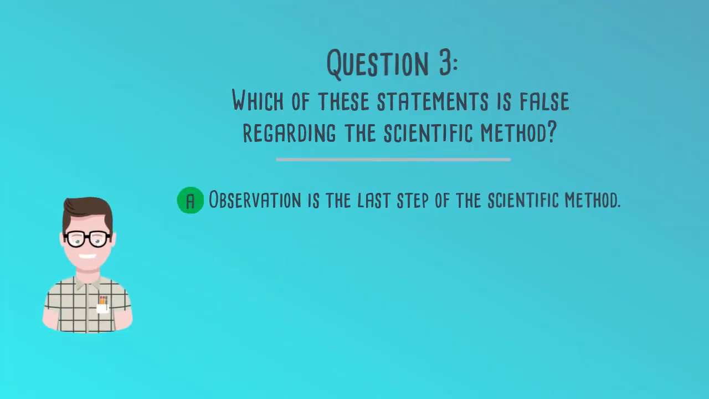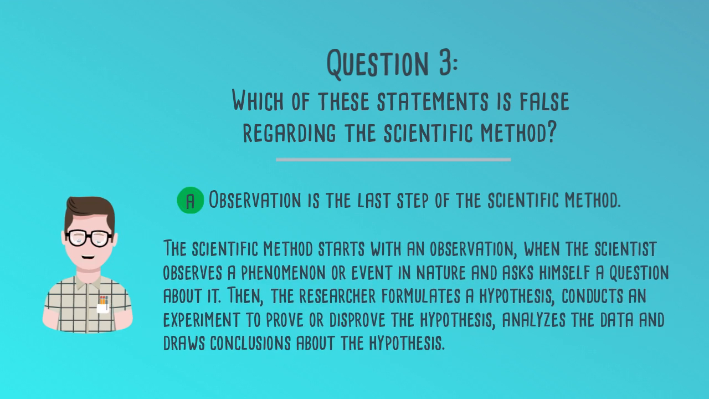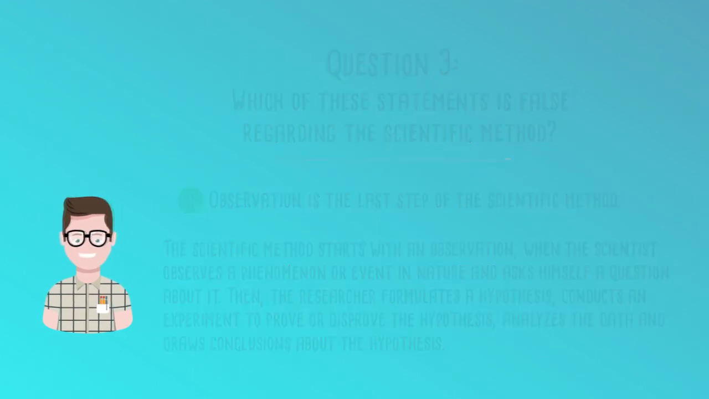Observation is the last step of the scientific method. The scientific method starts with an observation, when the scientist observes a phenomenon or event in nature and asks himself a question about it. Then the researcher formulates a hypothesis, conducts an experiment to prove or disprove the hypothesis, analyzes the data, and draws conclusions about the hypothesis.